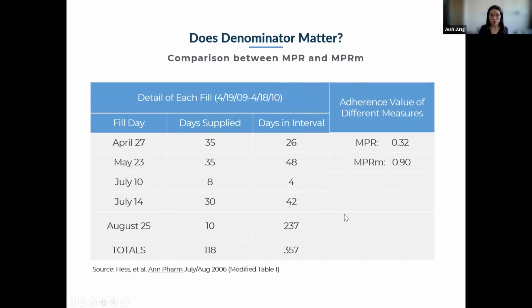Or another approach is, and a lot of times in my own study, when I looked at more chronic condition medications, MPR and MPRM are not that much different. This is a little bit exaggerated example. So you may want to actually use both measures as a sensitivity check.